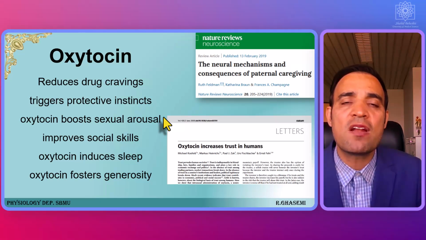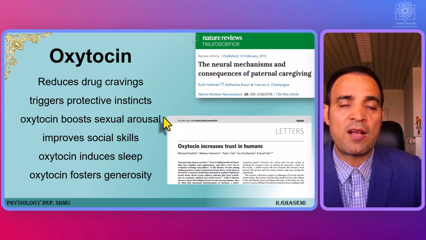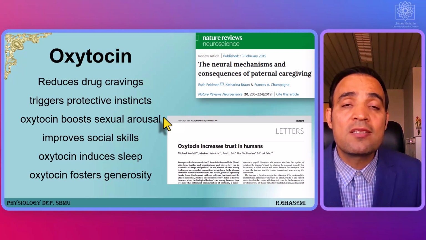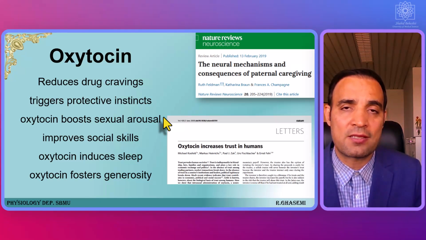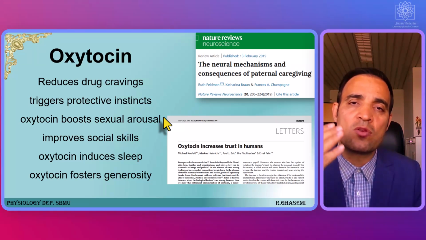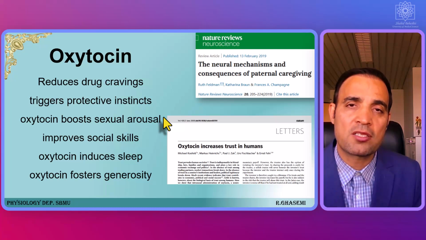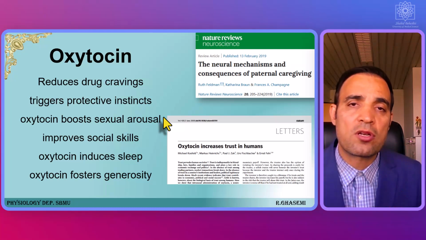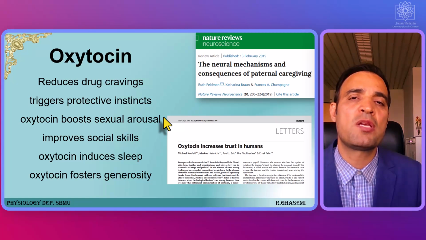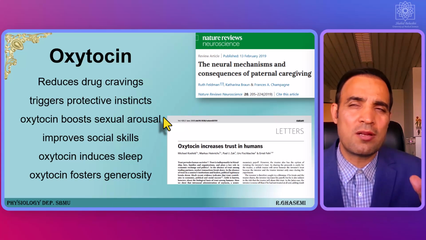This is a behavioral function of oxytocin, and it is not limited to females. It is found in two sexes. It triggers protective instincts in animals. It has been shown that when oxytocin is blocked, this protective behavior will be terminated or slightly decreased.